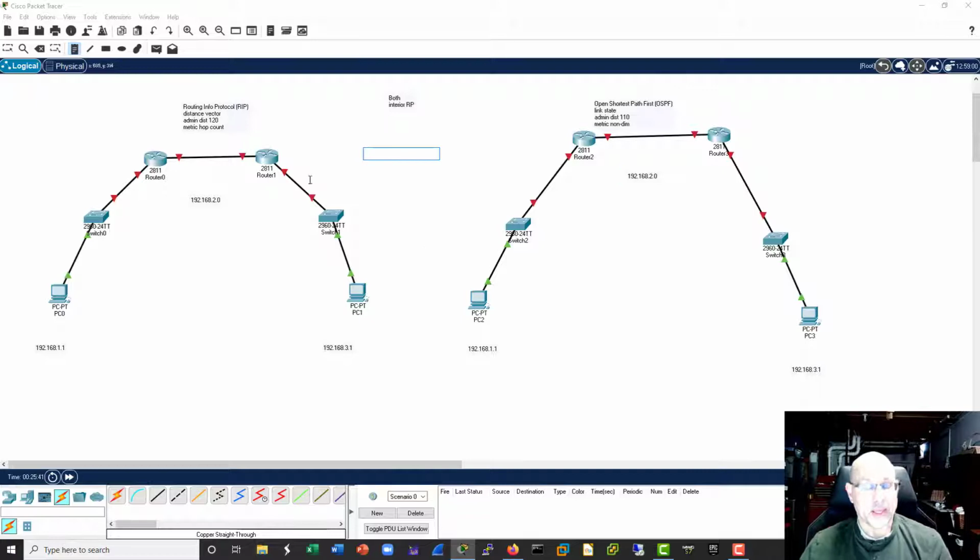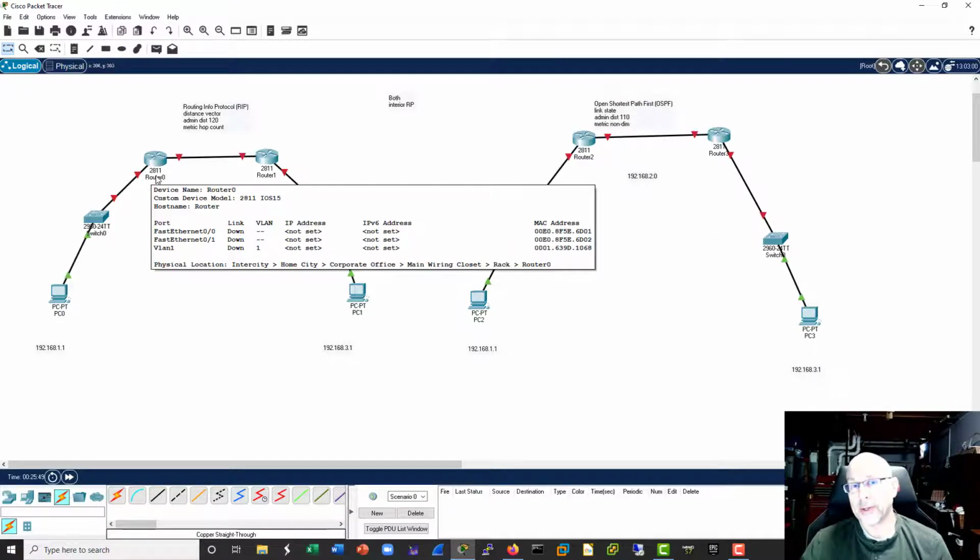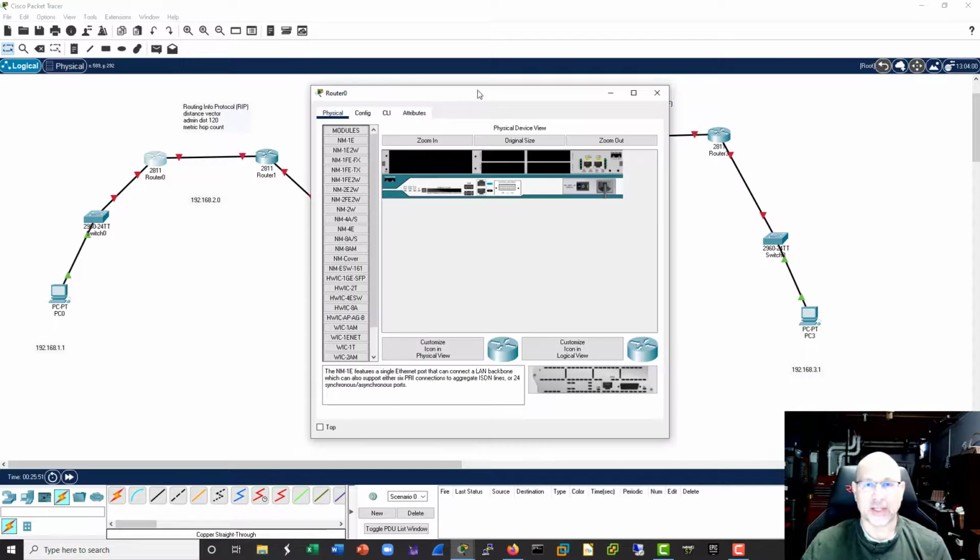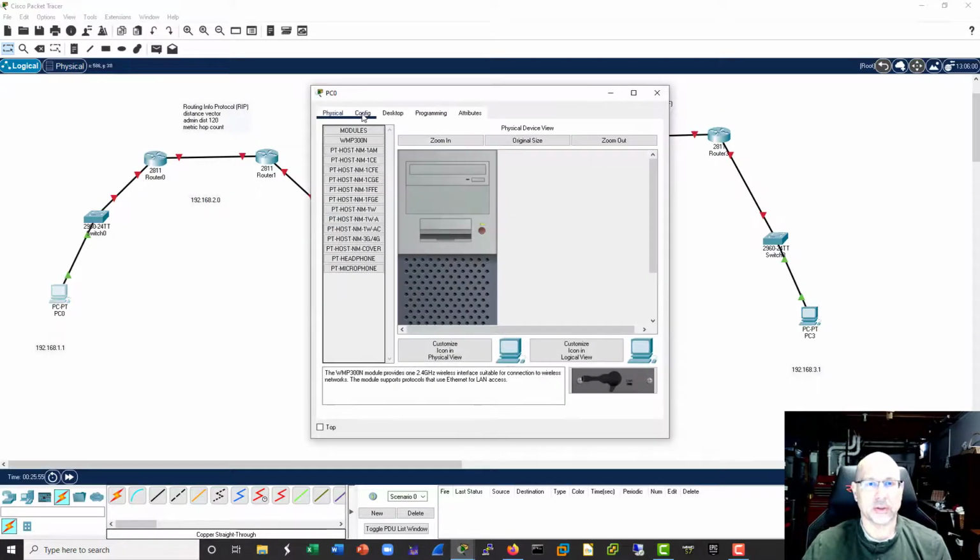Alright, now previously you've seen me do topologies like this where it's a small simple topology. There's no reason to do a routing protocol, so we would simply do static routes, but that's not what we're talking about today.